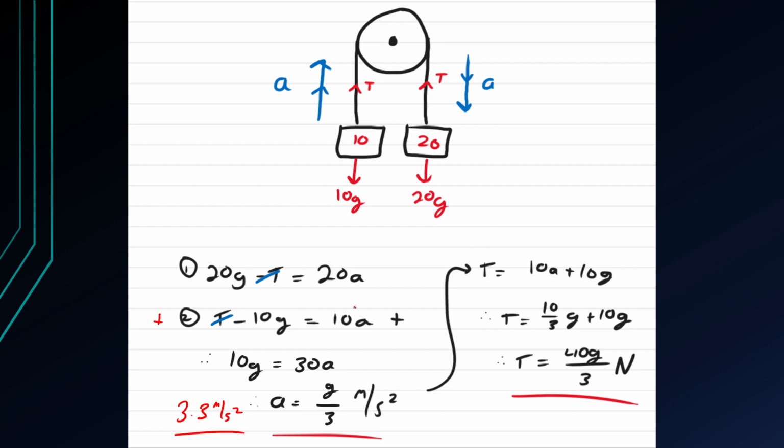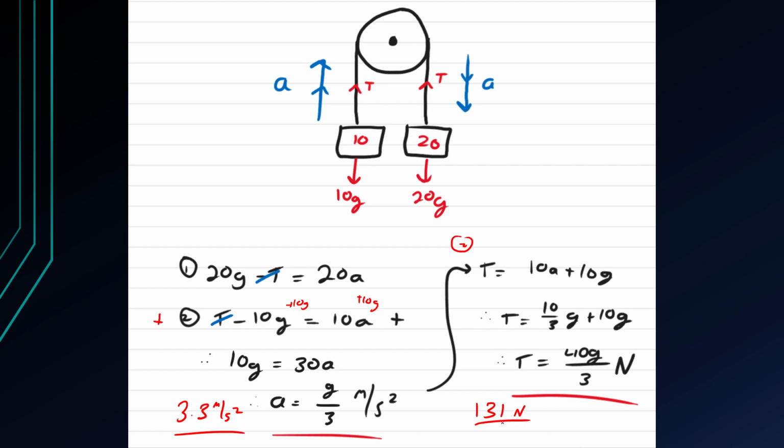Now, subbing that into, say, equation 2, which says that the tension is 10a plus 10g. So essentially adding 10g to both sides here. So we get 10 times g over 3, so that's 10g over 3, so 10 times 9.8 over 3, plus another 10 times 9.8. So the tension is 40g over 3, which, yep, is 131 newtons.